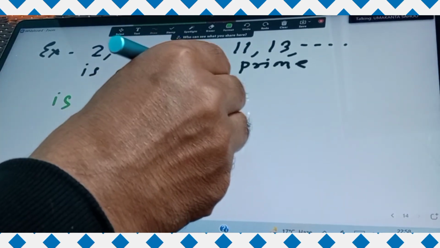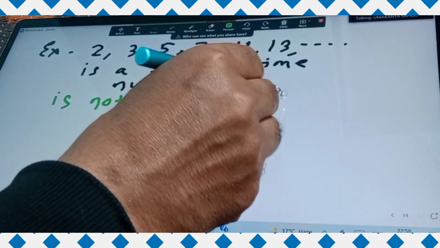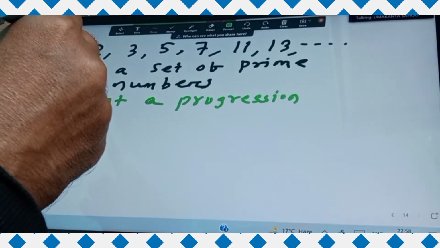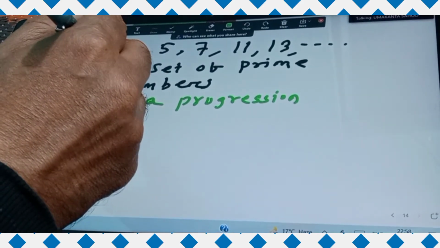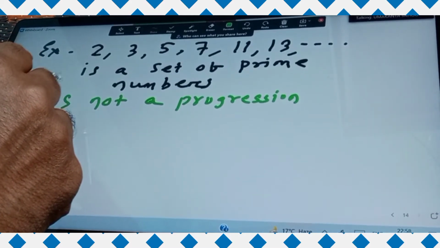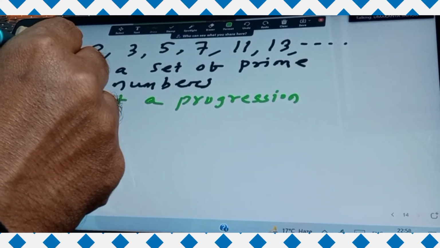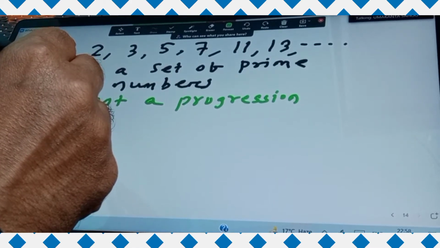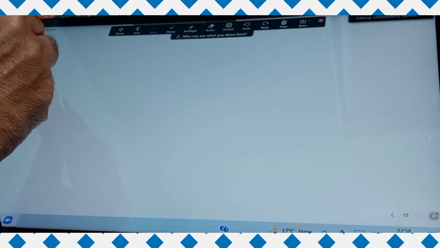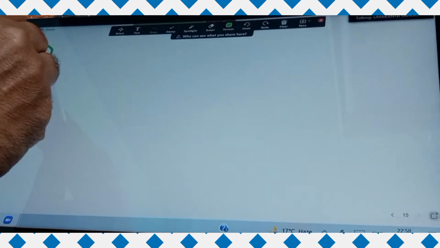Why is it not a progression? Because the terms cannot be described by an explicit formula, a general formula. So this is not a progression. Is it clear about the sequence and progression? So you can clearly understand, you are getting some idea that every progression is a sequence.